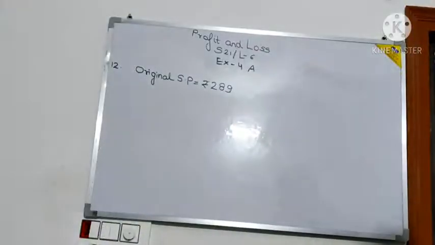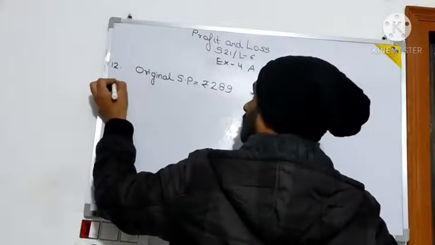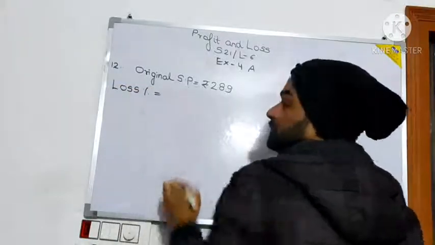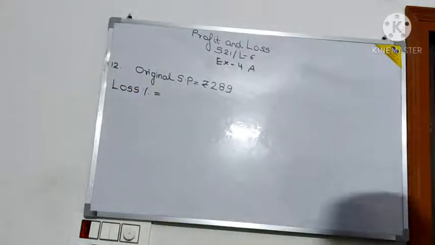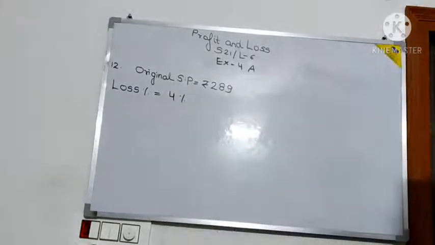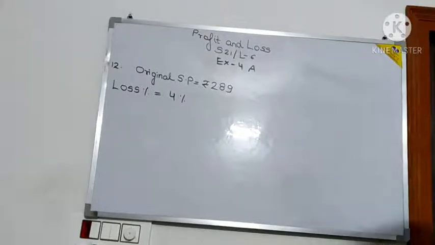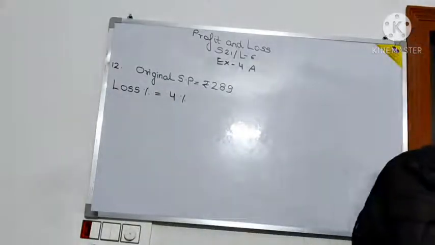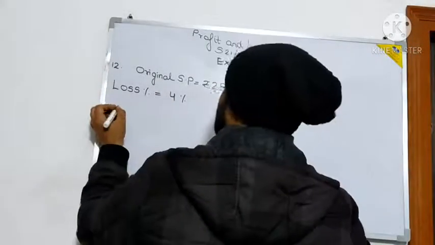Now, loss. So how much is the loss percent on selling this pen? Loss percent is equal to, how much is given? 4%. What is the question saying? The question is saying at what price he should sell it to earn a profit of 35%. This is question number 12. So with the given data of the selling price and the loss percent, we can calculate the CP.